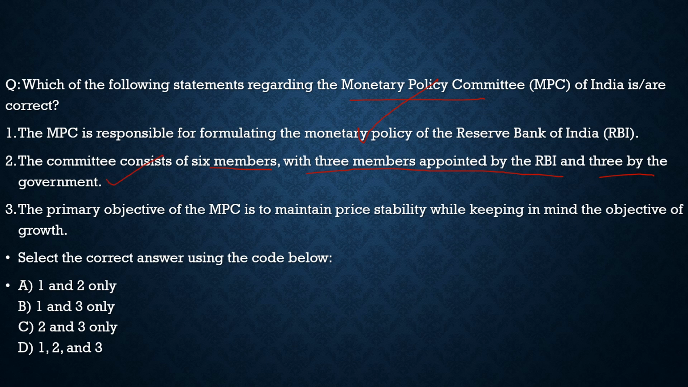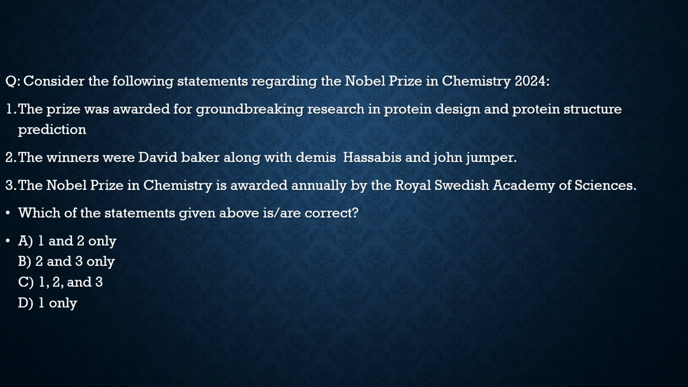The primary objective of the MPC is to maintain price stability while keeping in mind the objective of growth. 100% correct. With respect to this question, all the 3 statements are correct, and from the code given below, the correct code would be option D. By discussing this question, you had got the basic idea of the MPC here. Now with this, let's move to another question and try to solve that.